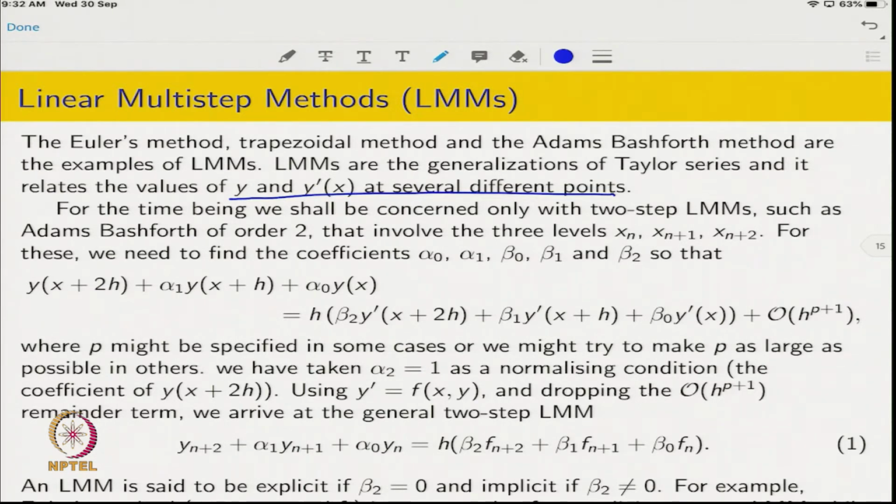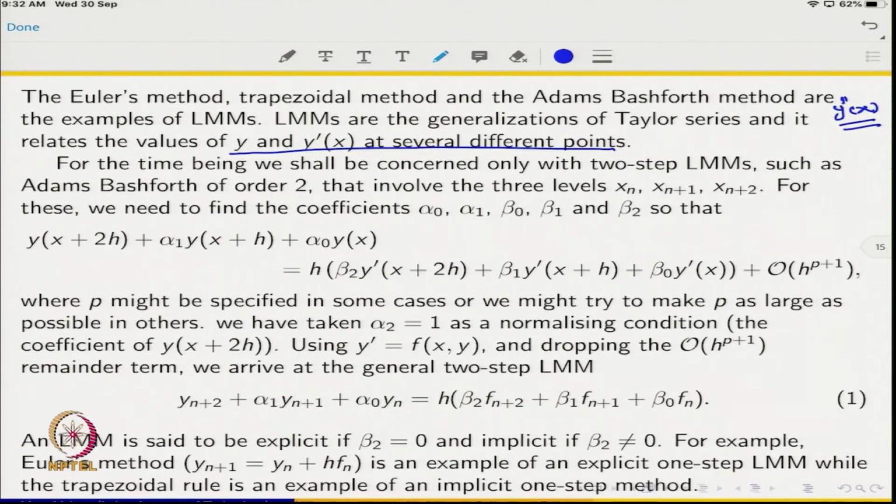In Taylor series methods, terms also involve y double dash, the value of y double dash x, while in linear multi-step methods we are relating only the value of y and y dash x at several different points. So, I will be explaining this in detail also. For the time being, we shall be concerned only with the two step linear multi-step method.